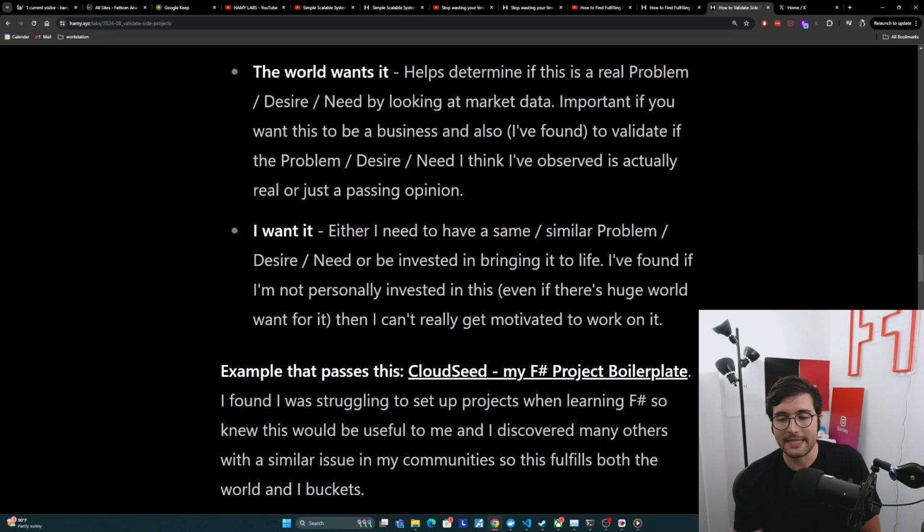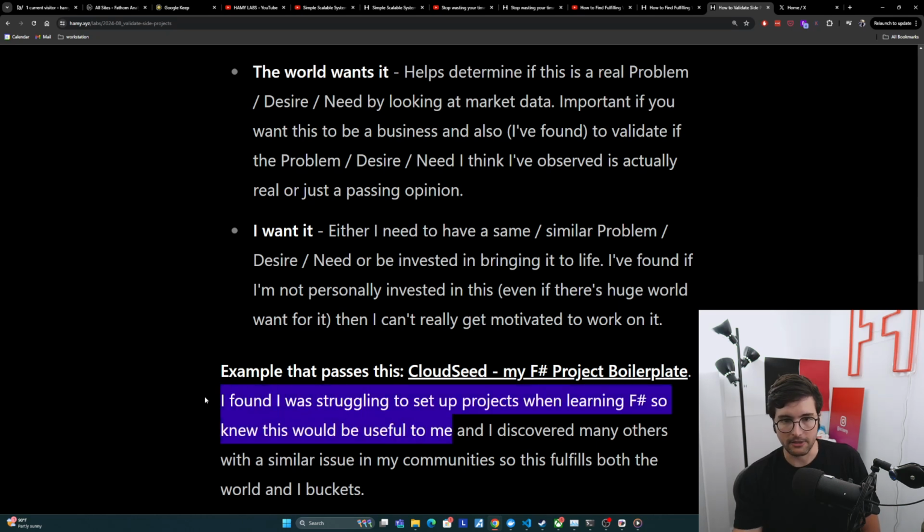So I'm going to provide some examples to kind of contextualize them. An example that would pass this is CloudSeed, my F# project boilerplate. I found I was struggling to set up projects when learning F#, so I knew that this would be useful to me. And so this fulfills my personal need.